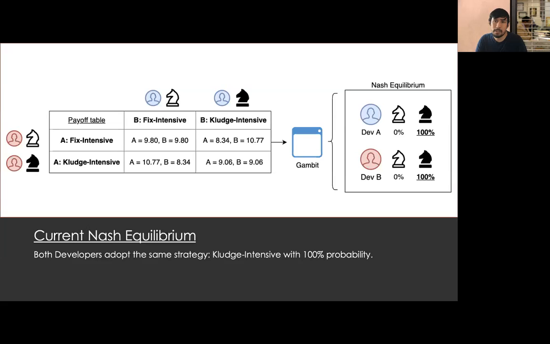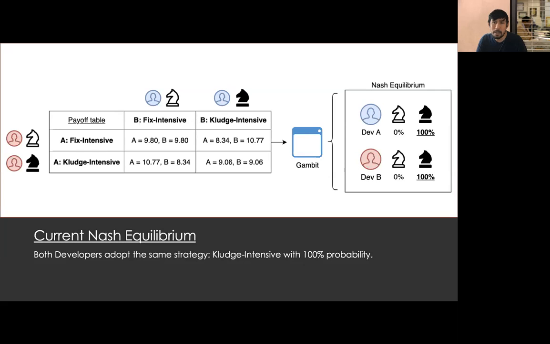When the simulation model is ready, we can use it to populate the payoff table. After feeding the payoff table to a game solver like Gambit, we see that at equilibrium, both developers do the same, to adopt the clutch intensity strategy with 100% probability, matching what was reported by Lavallée and Robillard.